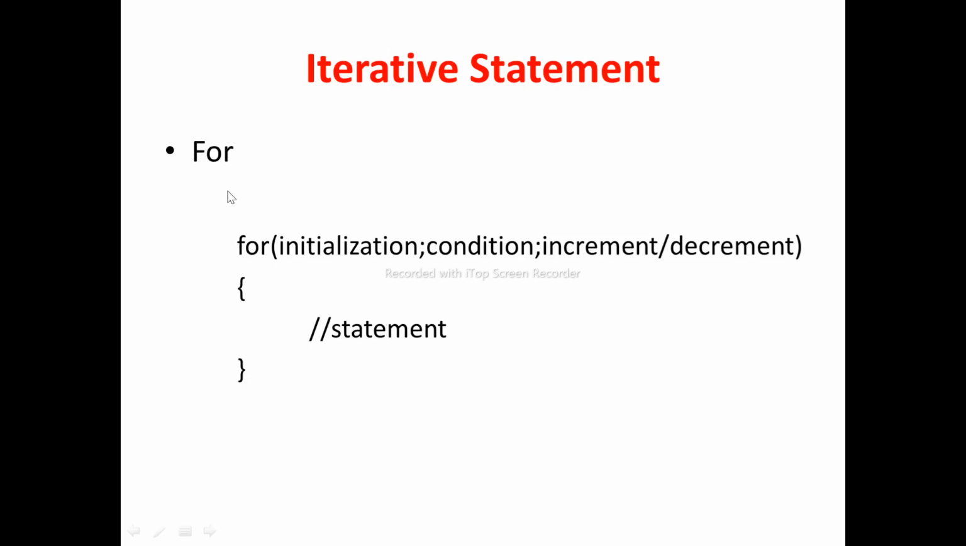Next is the for loop. This is the syntax of the for loop. For, in brackets, here we can write the initialization. Suppose here we can write integer i equals 0. Here we can write the condition. Here we can write i less than or equal to ten, and here we can write the increment or decrement. Here we can write i plus plus, and here the statement of the for loop.